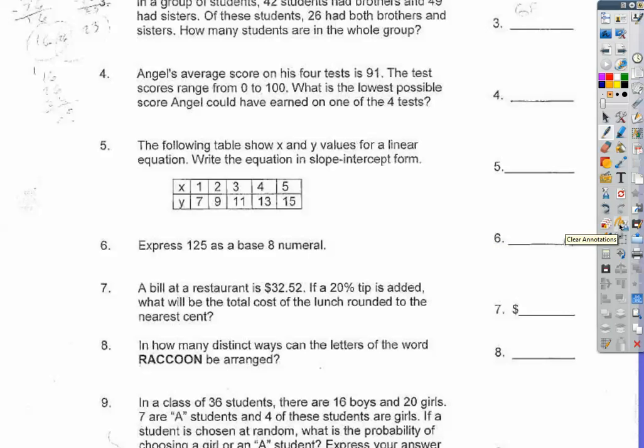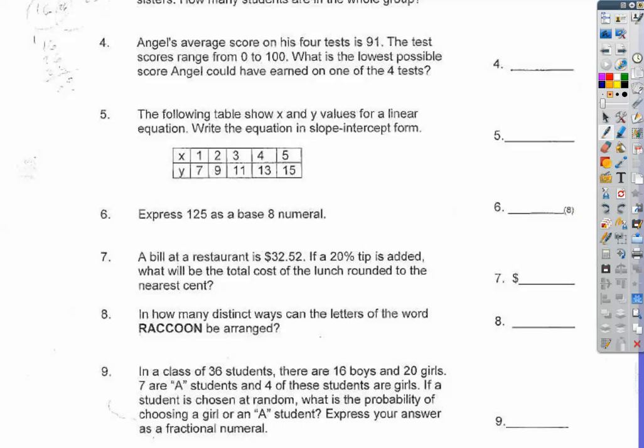So the following table shows x and y values for a linear equation. Write the equation in slope-intercept form. Slope-intercept form, again, is y equals mx plus b. So that's the slope of 2. If we go backwards to when x is 0, we will have a y value of 5. So my slope is 2, and my y-intercept is 5. So it's 2x plus 5. Everyone really, really should have gotten that one right.